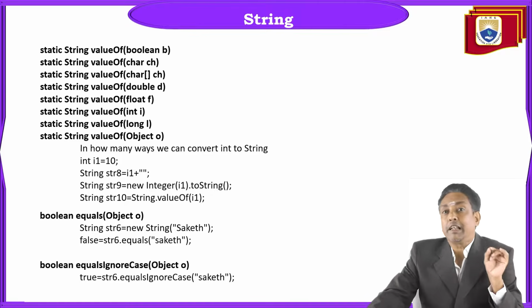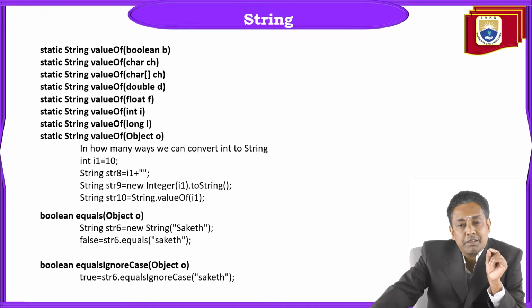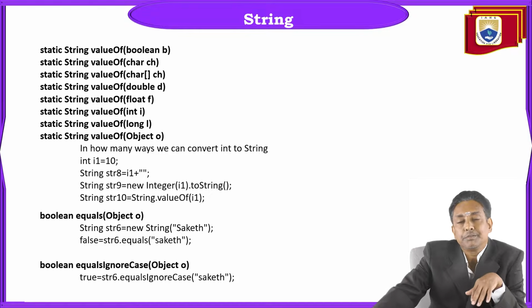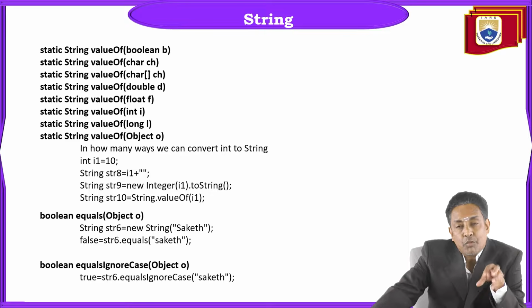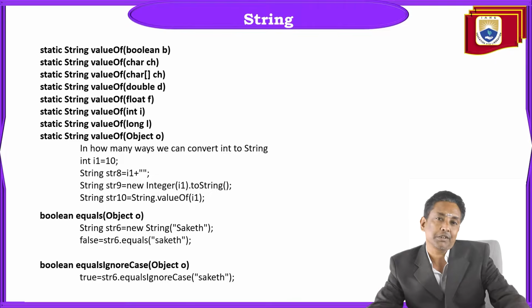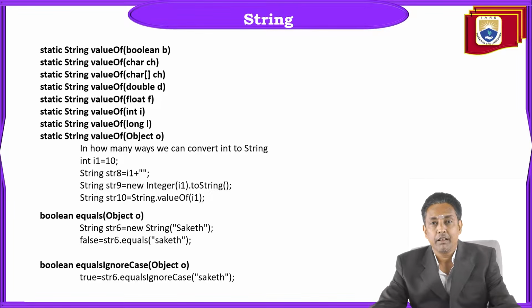Why is the valueOf method overloaded 8 times? Each time it takes boolean, char, char array, double, float, int, long, object, like that. Why is the valueOf function overloaded 8 times, why is it given as a static method, and how is it useful to the developer? So that is the point.